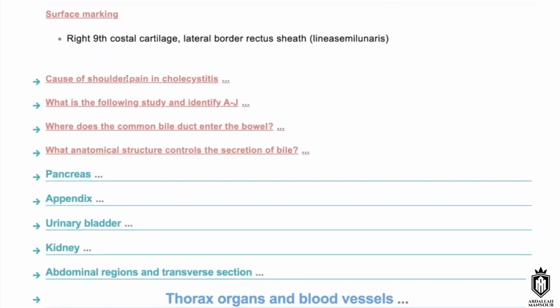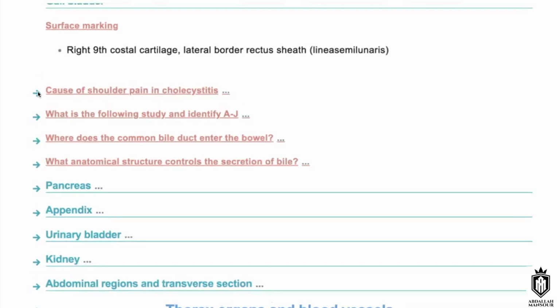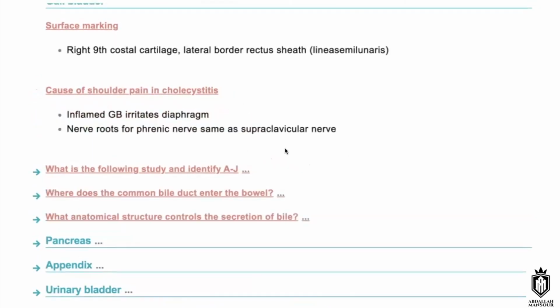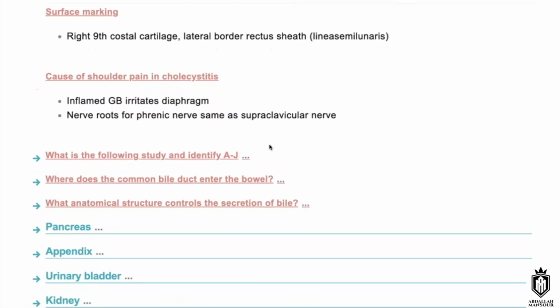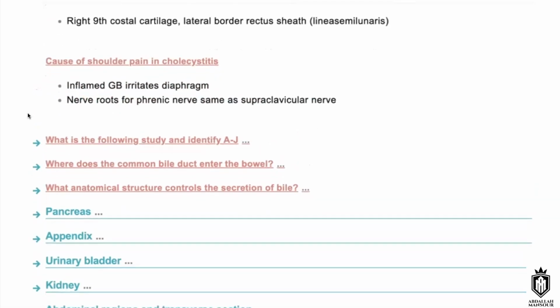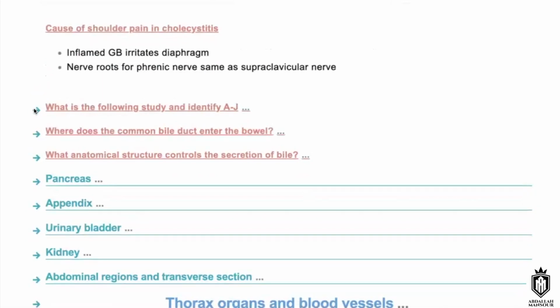Okay, what are the causes of shoulder pain in cholecystitis? In cholecystitis, there may be a perfusion of fluid retroperitoneally to irritate the central portion of the diaphragm, irritating the phrenic nerve, and the phrenic nerve shares the same dorsal root as the supraclavicular nerve. Supraclavicular, not subscapular.